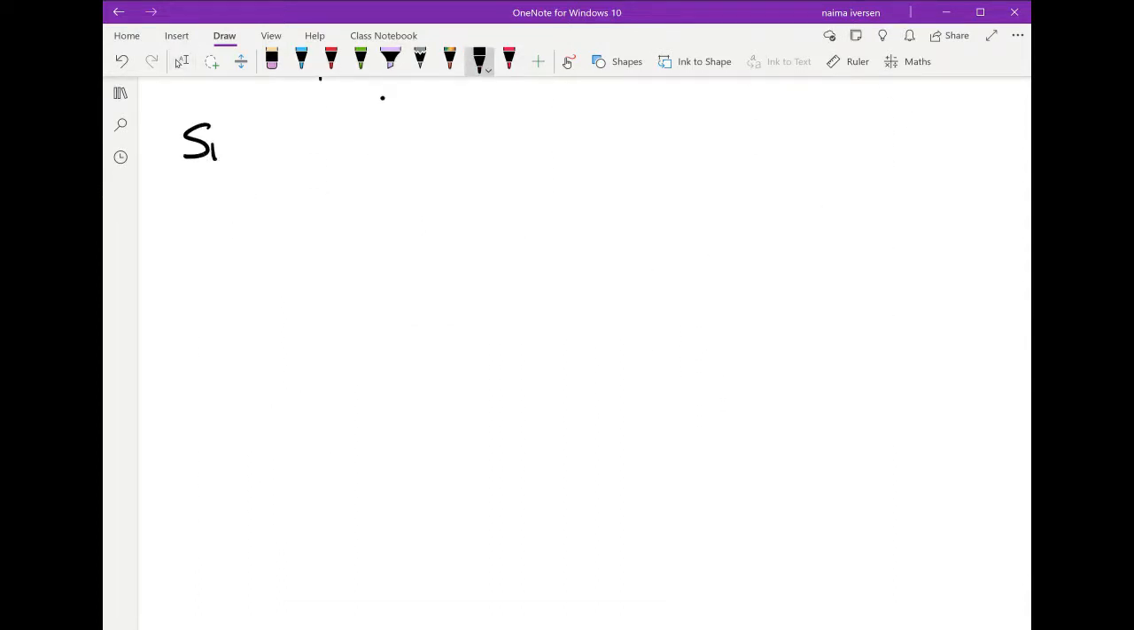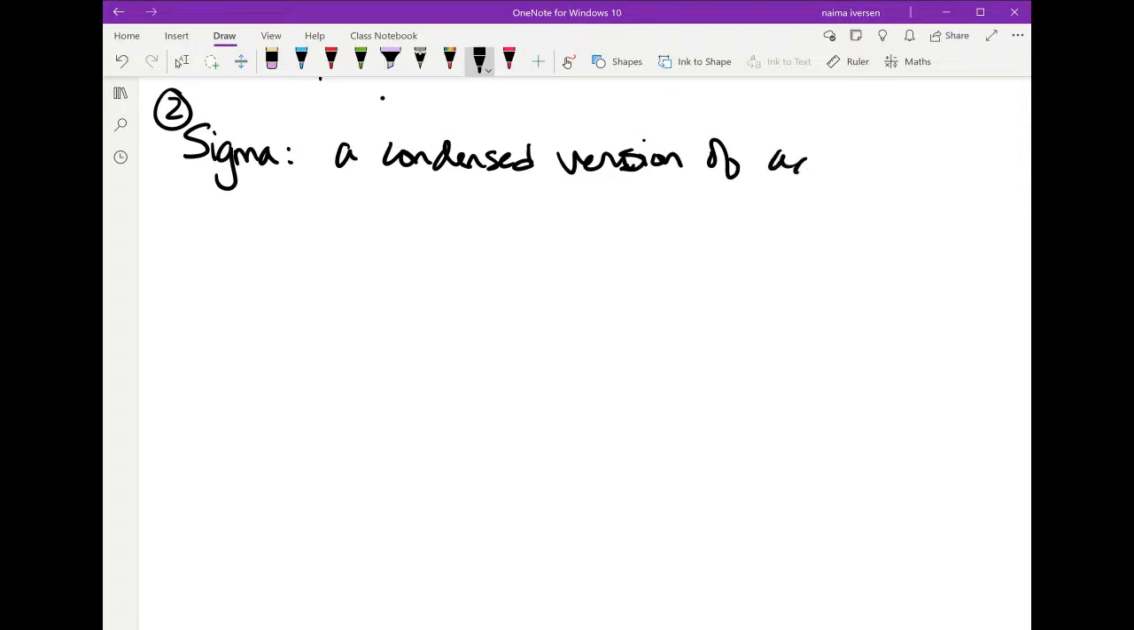So sigma, this is our second one, is a condensed or simplified version of adding things together. So factorials, we're multiplying stuff together, and sigma is going to be adding. So sigma essentially means sum. The sigma notation looks something like this.